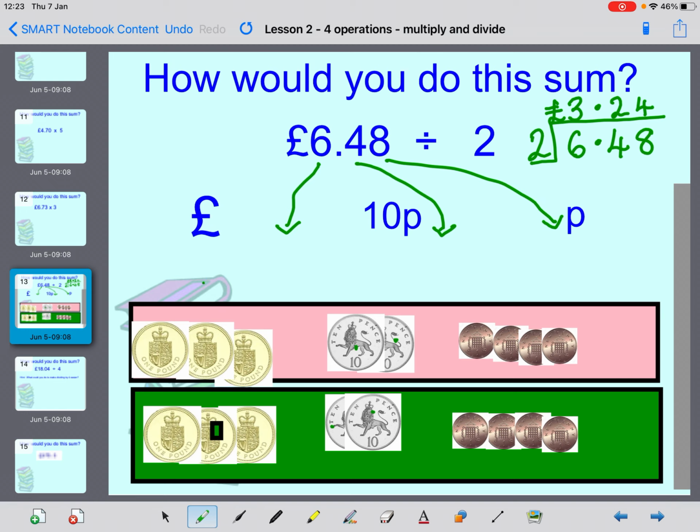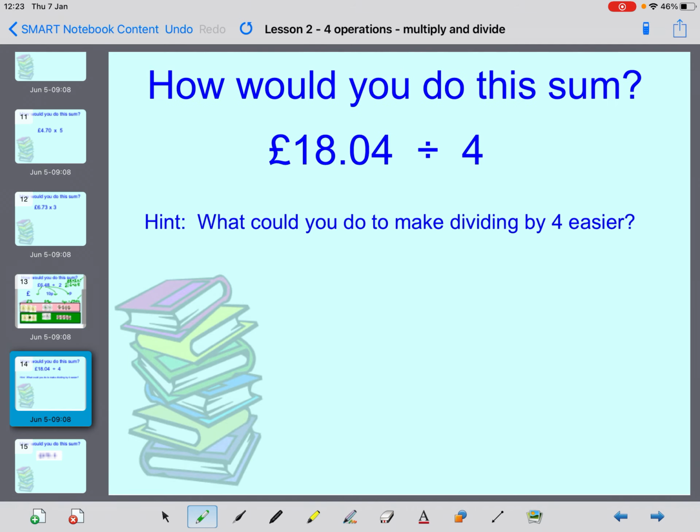Okay, so how much is in each box? £3, 20 pence, and 4 pence. So in each box we have got £3 and 24. Same answer there and there, yes. Okay, so a couple of different ways you can do that there. Now dividing by 4, you can do the same kind of thing.